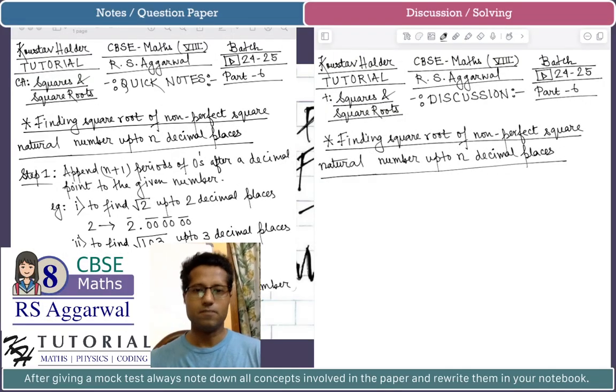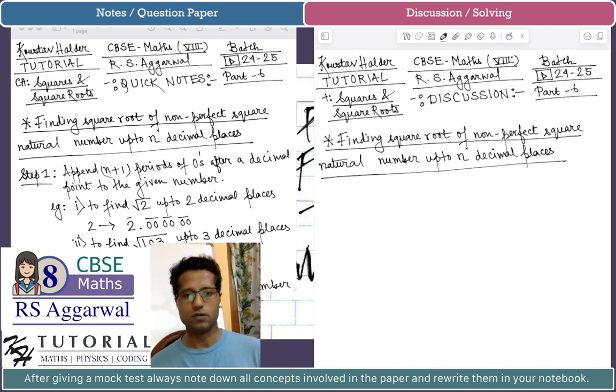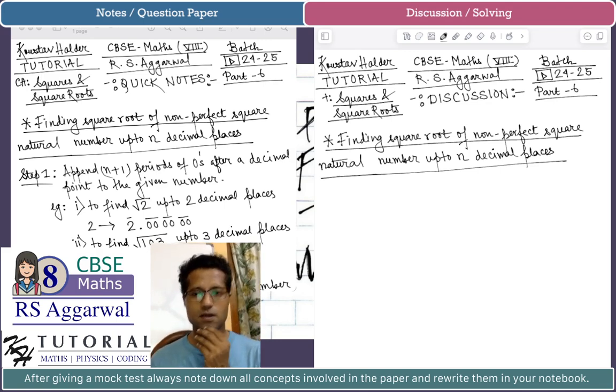Okay, so I have my very concise, very short quick notes prepared on the left hand side regarding how to find the square root of a non-perfect square natural number. The given number will be a natural number, it will not be a decimal number, it will be a natural number but it will not be a perfect square. So how to find the square root of such a non-perfect square natural number up to some certain given number of decimal places. We will consider 2 decimal places and 3 decimal places.